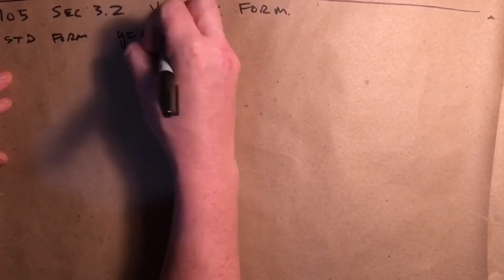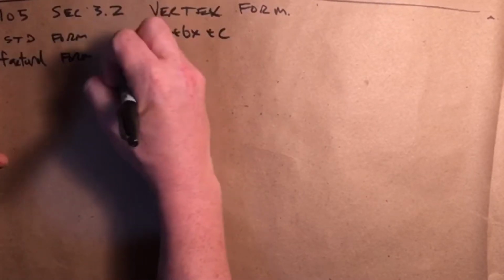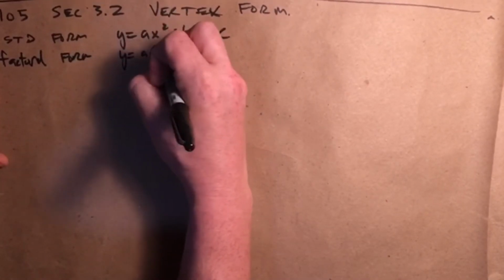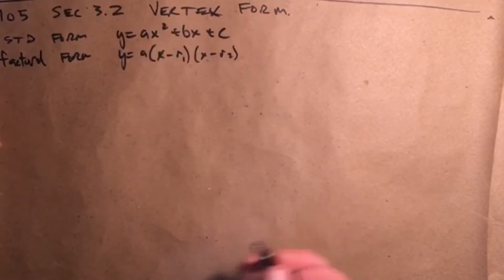Well, friends of mathematics, we're talking about Math 105, section 3.2, and we're going to talk about vertex form. Just to recap, we had standard form, and that was y is equal to ax squared plus bx plus c. We had factored form, and that was y is equal to a(x minus r1)(x minus r2). And I want you to notice that those a values are exactly the same.